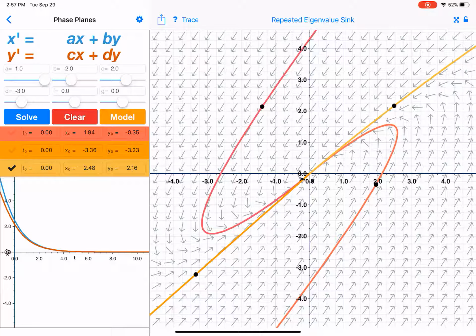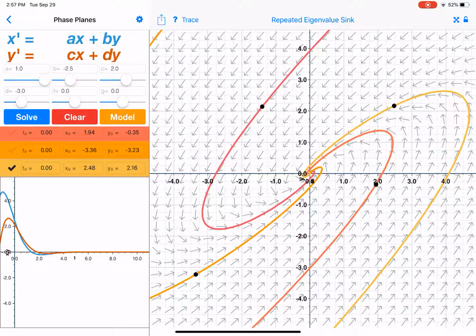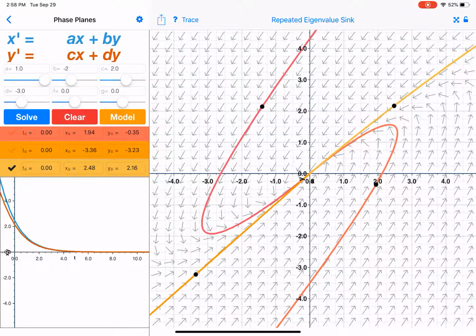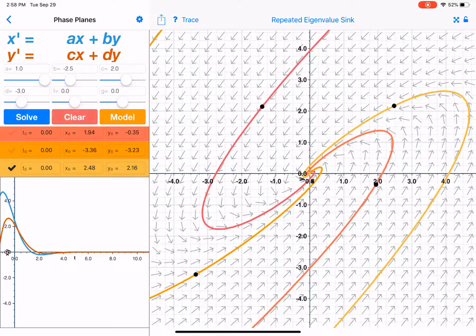But if I move just slightly off of that repeated sink, let's say we do negative 2.5 for our parameter b, then all of a sudden they're spiraling around. And now we no longer have that repeated sink, but in fact we have a spiral sink. So I can go back again to the repeated sink, and you can see where solutions stay kind of on one side or the other of those lines, and they don't spiral around. If I move off, then they spiral around.